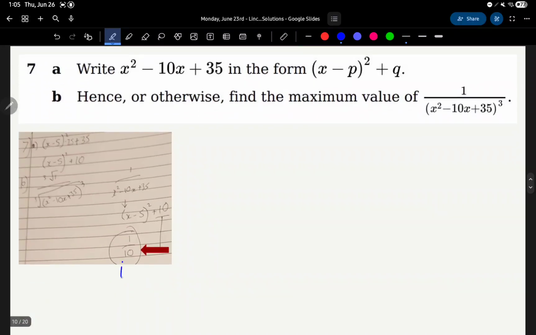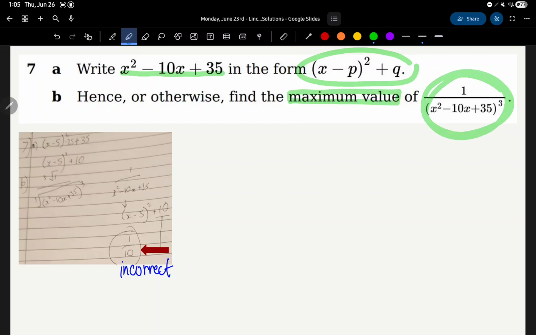This one, you were incorrect when you did solve it. So I'm going to go over how it looks. Letter A says write x squared minus 10x plus 35 in the vertex form. And letter B is hence or otherwise find the maximum value of this function.